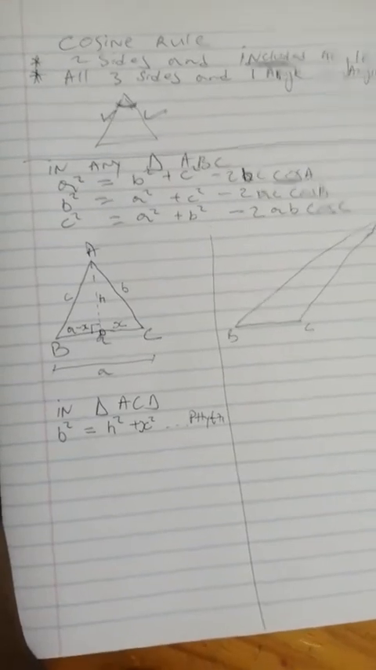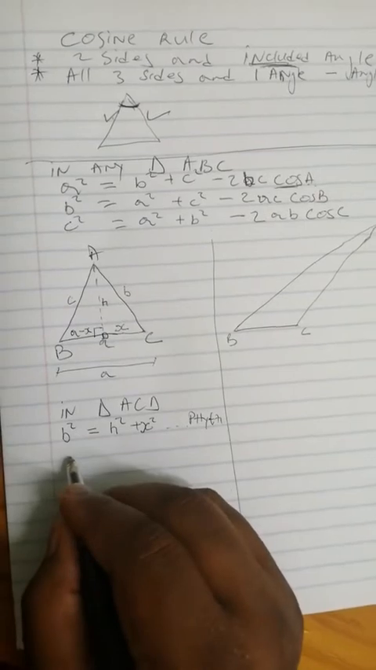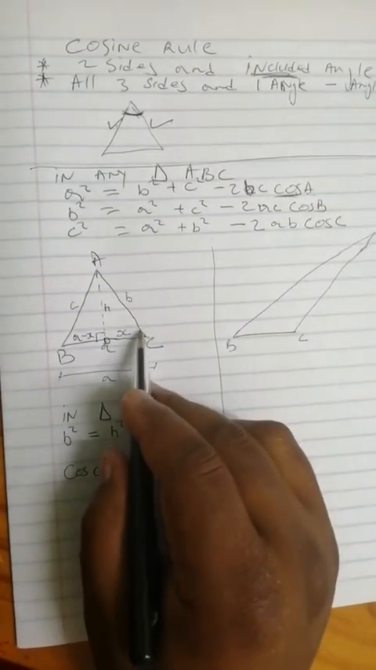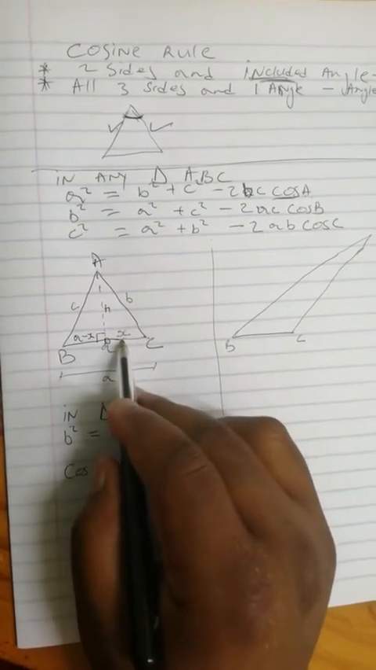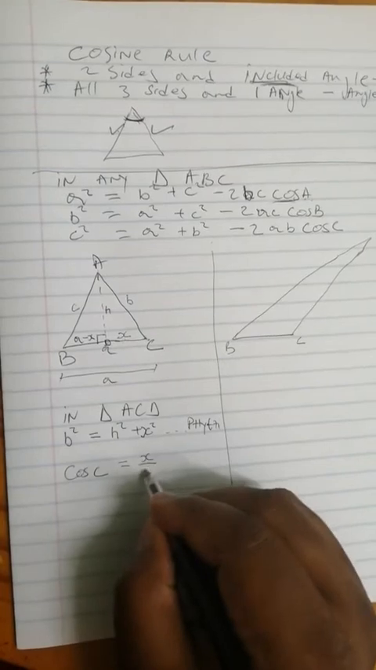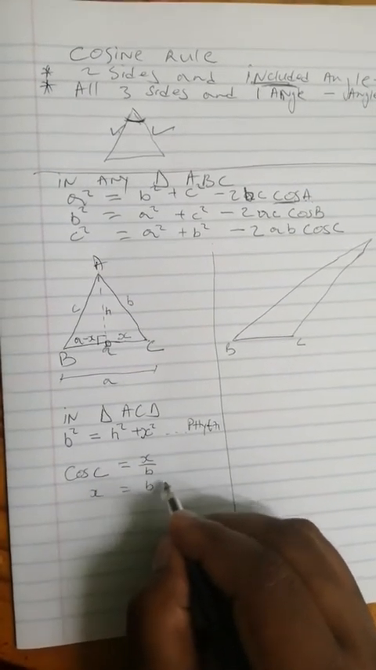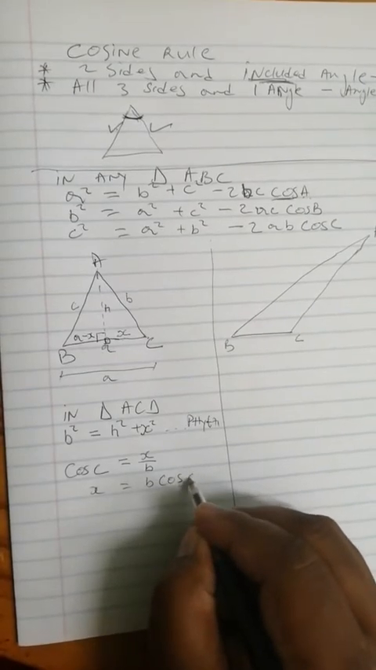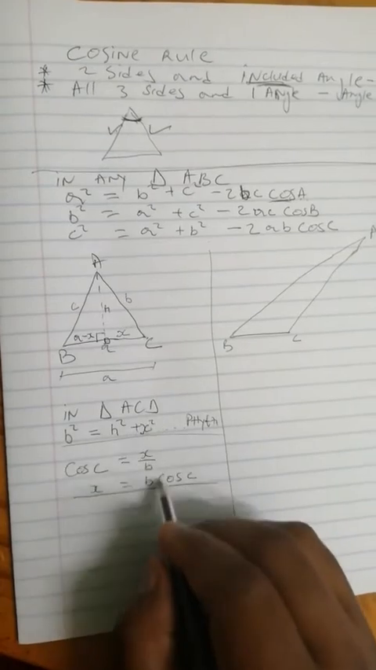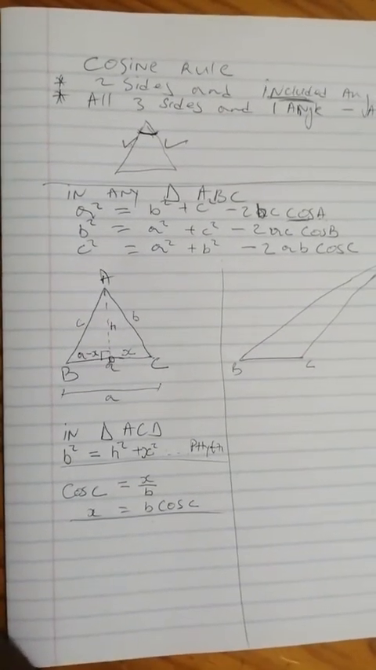All right, now let's move further. Now look at this, cos C, cos of this angle. Remember, cos is adjacent over hypotenuse, so cos C is X over B. So X will be equal to B cos C. Okay, now you must remember this.